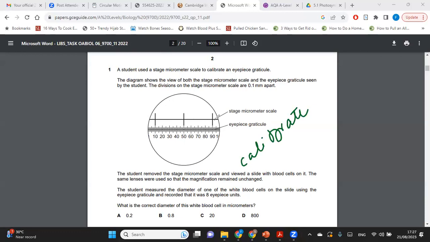We have another scale, and this scale is known as the stage micrometer. How am I going to do my calibrations? Let's read the question. You are going to get these questions in paper one. A student used a stage micrometer scale to calibrate an eyepiece graticule. The diagram shows the view of both the stage micrometer scale and the eyepiece graticule seen by the student. The divisions on the stage micrometer scale are 0.1 millimeter apart, meaning that from here to here, it's 0.1 millimeter.